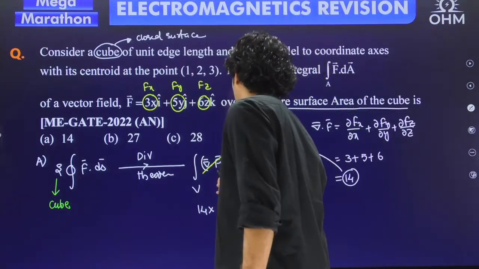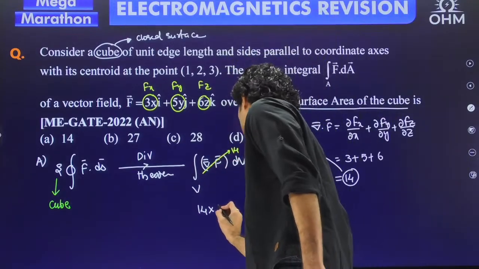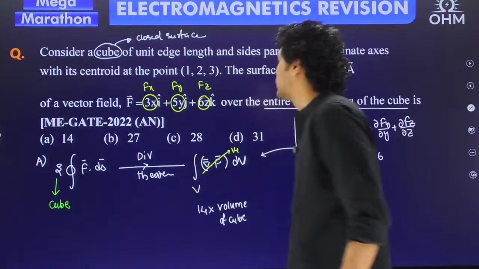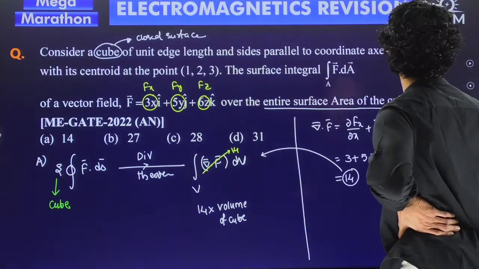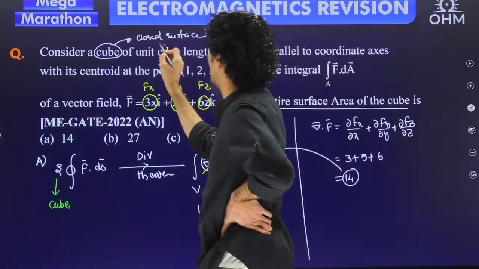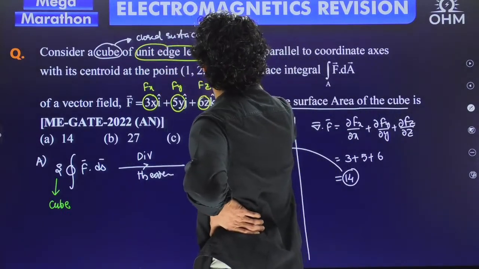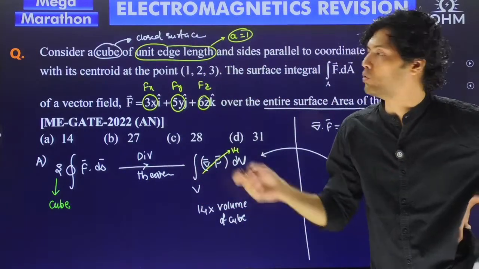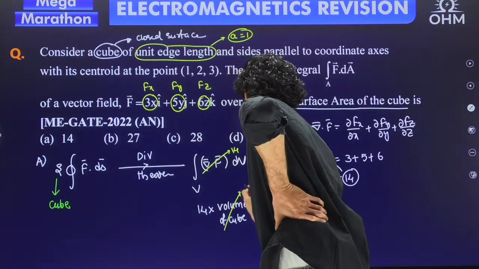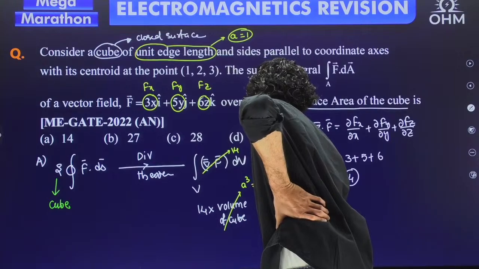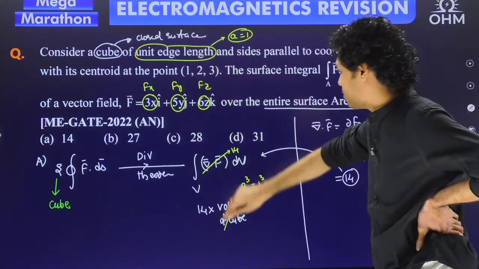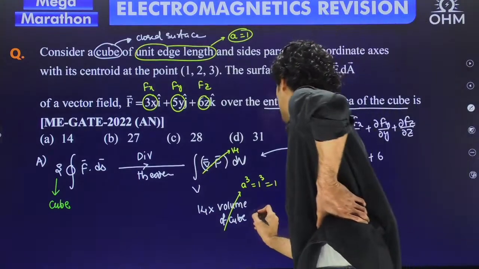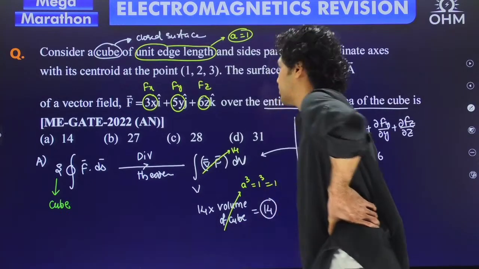So if the divergence is a constant 14 and I substitute that here, this becomes 14 times the integration of dv. Integration of dv is nothing but the volume, the volume of the cube. Do we have the information about the volume of the cube? Consider a cube of unit edge. Okay, this part is important. Unit edge length means the side length of the cube is 1. So the volume is 1 cube, which is 1. If this were given as 2, you would get 2 cube, that is 8. But in the given case, all you get is 14 into 1, which is 14. Do we have that option?